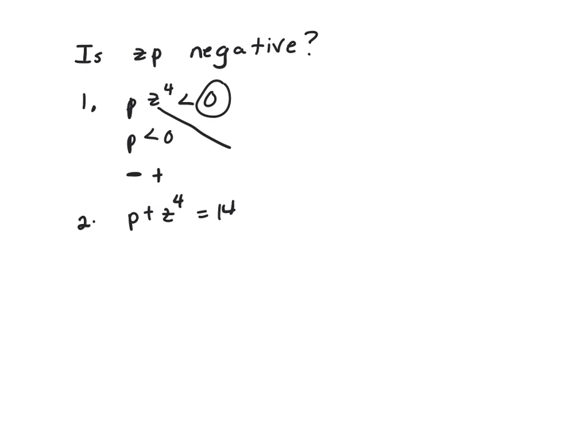But I don't know about Z. I only know in this case P is less than 0. That doesn't work by itself. And if I look at clue 2, it's the same argument.